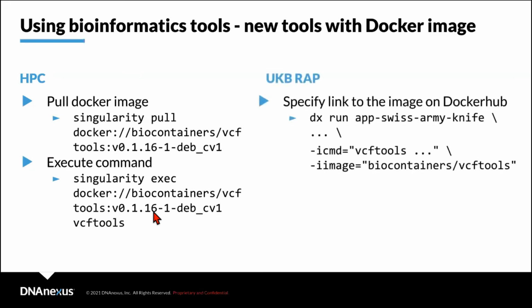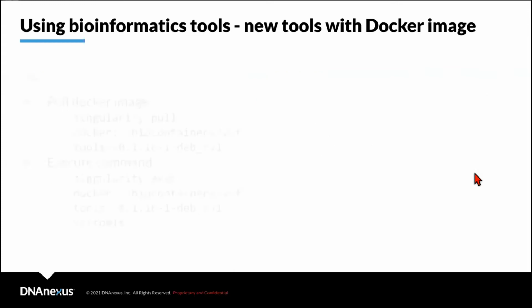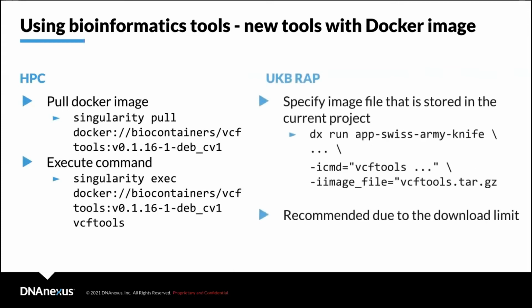On UKB RAP, when using Swiss Army knife, you can just specify a link to the image on Docker Hub, like that, using the image parameter. Here we're specifying the image link, or this part remains the same, but here we have an image file in case we're downloading the image file to the project. And we could use this option because there is a download limit from Docker Hub. That's why we recommend you download this image and then use it from your project storage.